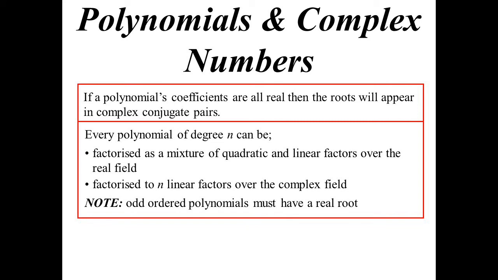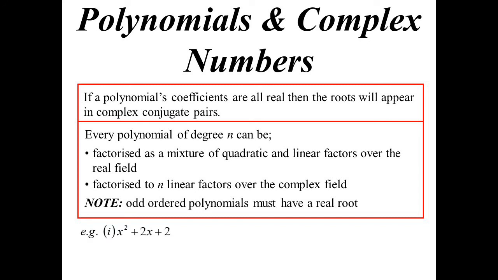What it therefore means is every odd-ordered polynomial must have a real root. Because if they're going to appear in pairs, and you've got an odd number for the order, then that missing extra one can't be imaginary, or its conjugate would be there. So that missing one, that extra one, has to be real. It means every odd-ordered polynomial must have at least one x-intercept.